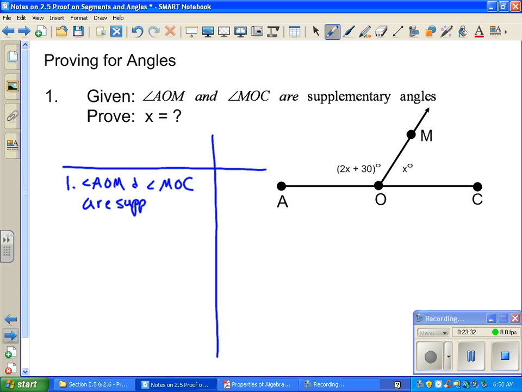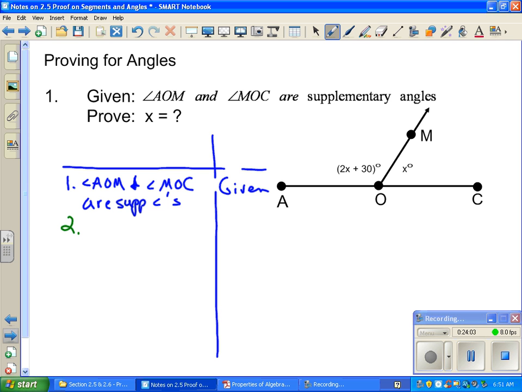I'm going to abbreviate supplementary angles, though, because that way I can make sure I can get it on there. So it says given the AOM and MOC are supplementary angles. So I wrote my given. And you don't have to number on both sides, but some people do, especially sometimes when they have that 2-row thought, so to make sure they understand that this is number 2.